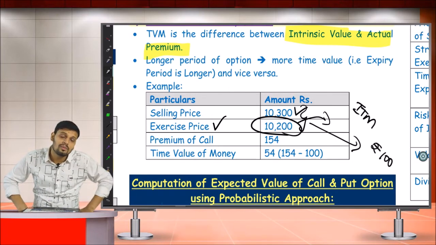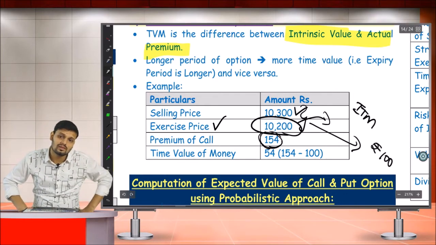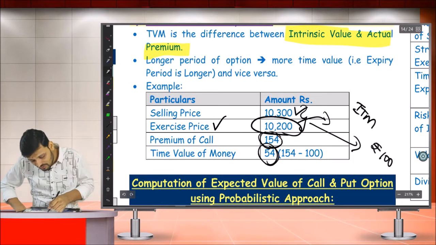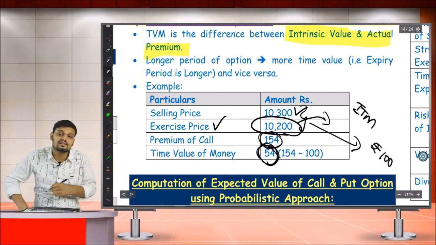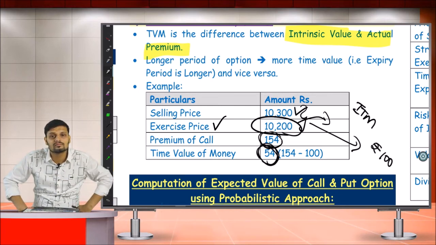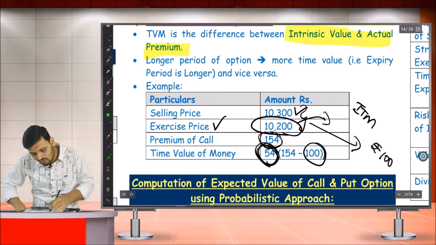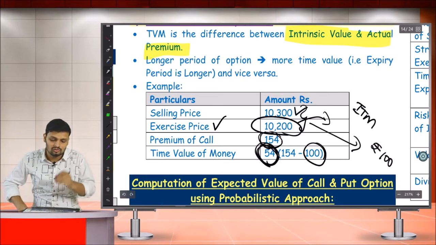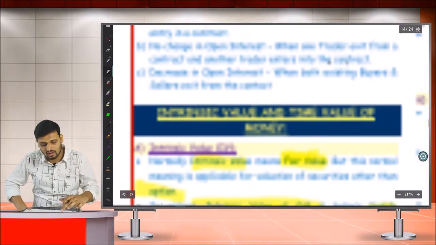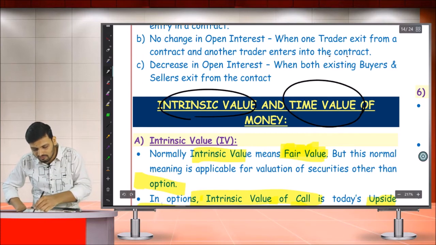But the premium which you have to pay is 154. So the extra 54 rupees is the time value of money, right? Because 100 is intrinsic value, 54 rupees is the time value of money. So you all got to know how we are calculating the intrinsic value and time value of money.